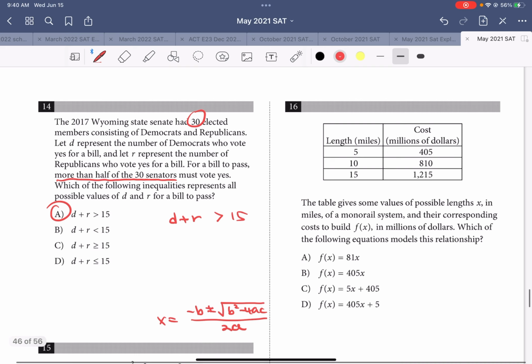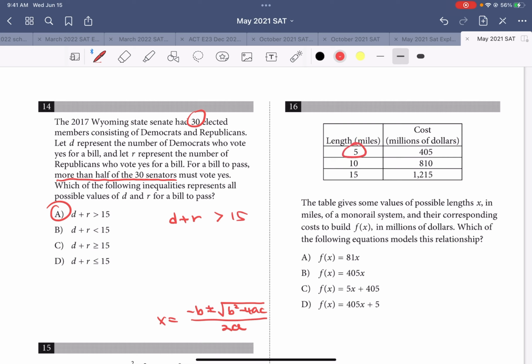Number 16, the table gives some values of possible lengths x in miles of a monorail system and their corresponding cost to build, f of x, in millions of dollars. Which of the following equations models the relationship? So for this one, just plug it in and see which one works.